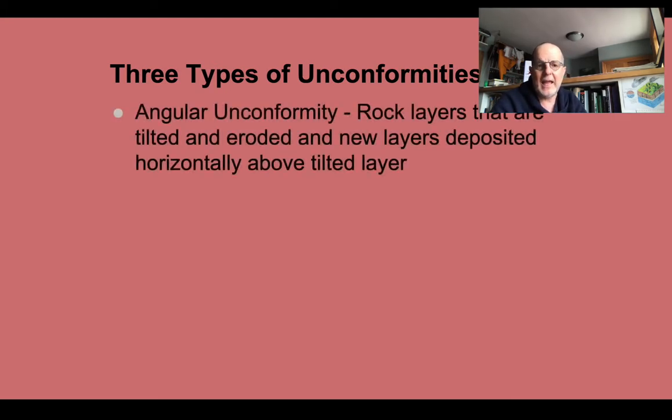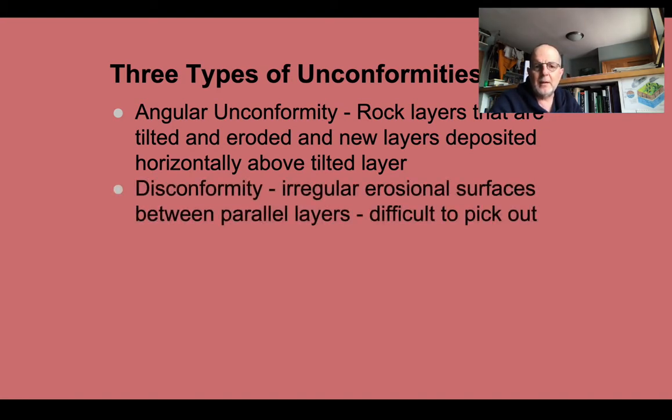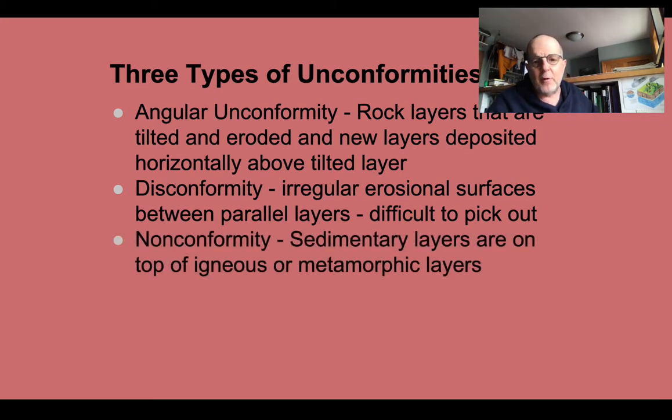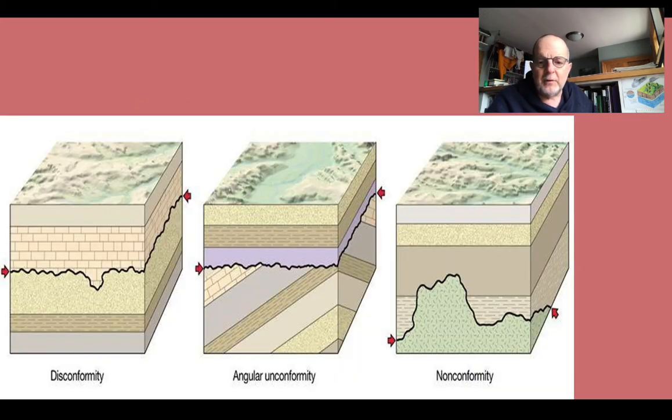Three types. Angular: rock layers that are tilted and eroded and new layers deposited horizontally above the tilted layer. Disconformity: irregular erosional surfaces between parallel layers, difficult to pick out, difficult to identify. Nonconformity: sedimentary layers are on top of igneous or metamorphic layers. So here you have your disconformity.